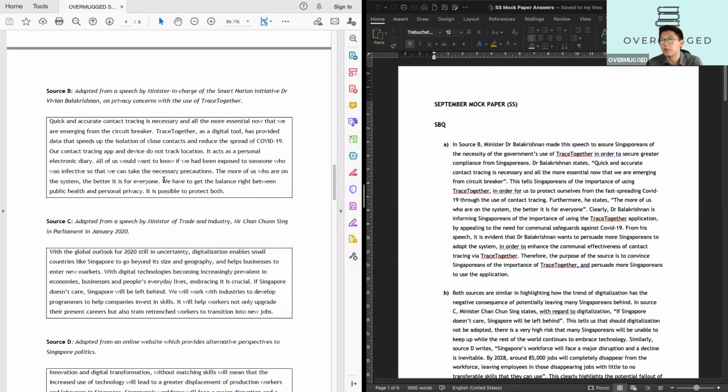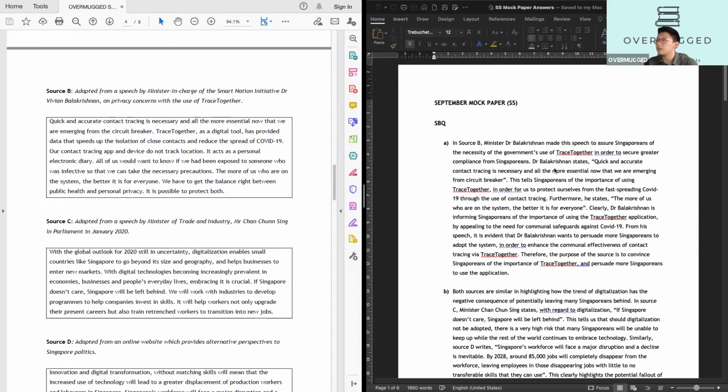So you can see from the content of the source, it was clearly meant to address people's concerns about personal privacy with regard to the use of technology to contact trace in a time of the pandemic. The context of this information is that it's coming from Dr. Balakrishnan, the minister in charge of the Smart Nation initiative. So it is from the government. So the government, you have to see what is the purpose of the source, what is the intended action, and what is the outcome that the government would like to achieve by publishing this source.